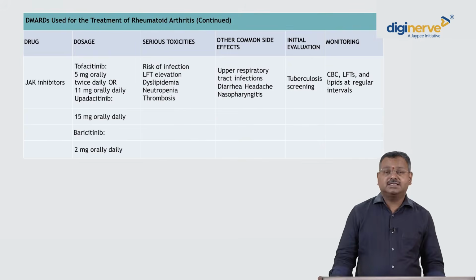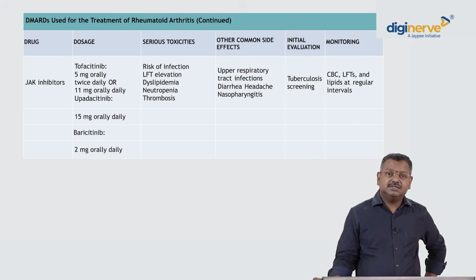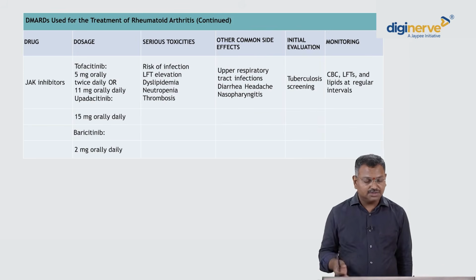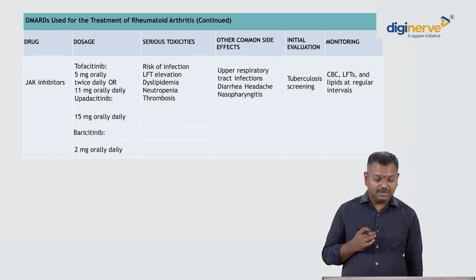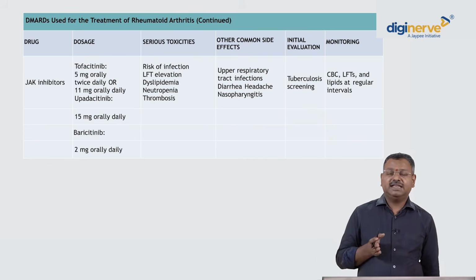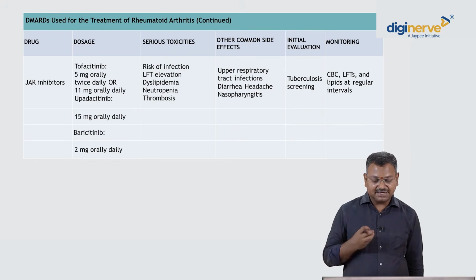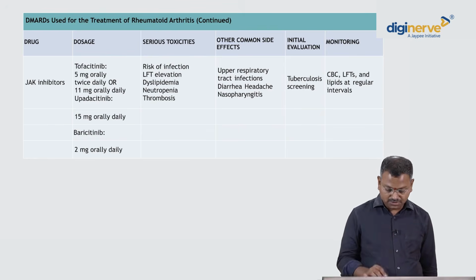The oral drugs which have come for the treatment of rheumatoid arthritis and are being used upfront are the JAK inhibitors: tofacitinib, we give 5 milligrams twice daily, and the dose can be increased; upadacitinib, which is given 15 milligrams orally daily; or baricitinib 2 milligrams daily. Monitoring the LFT and the counts is important. Again, these JAK inhibitors have a chance of thrombosis that we have to keep in mind. So this is what we use routinely.